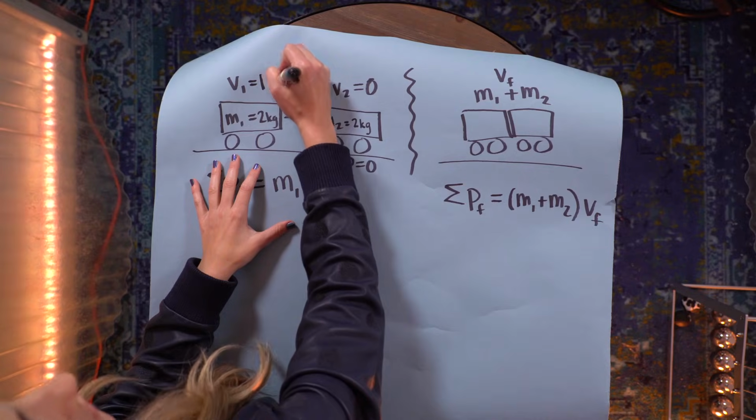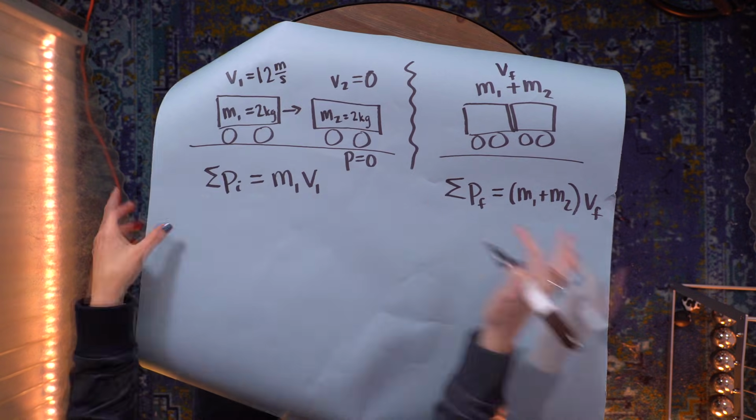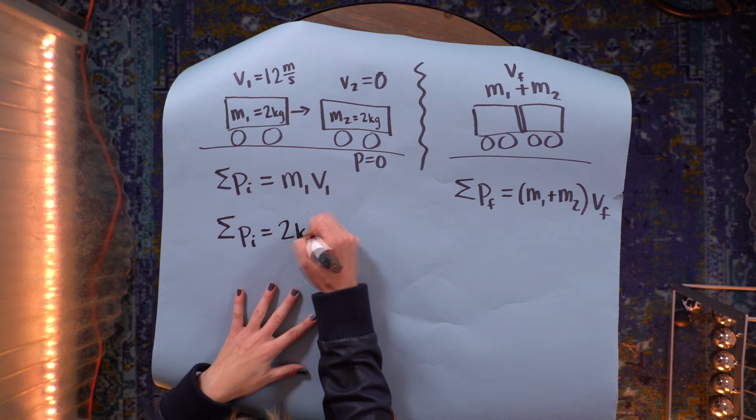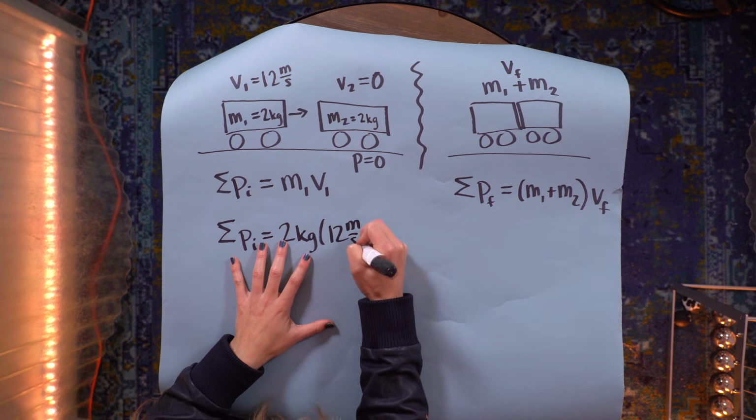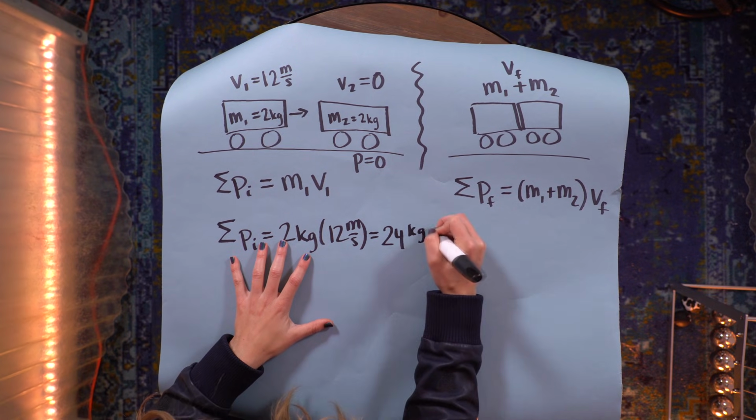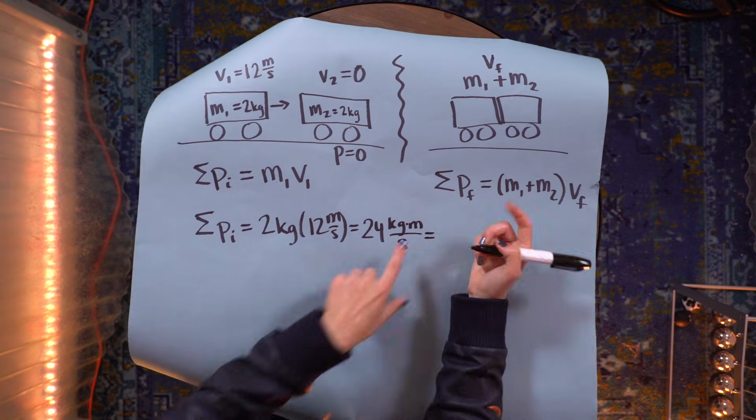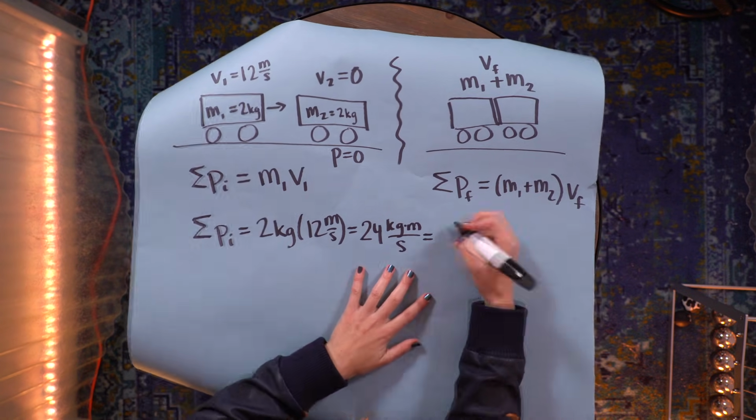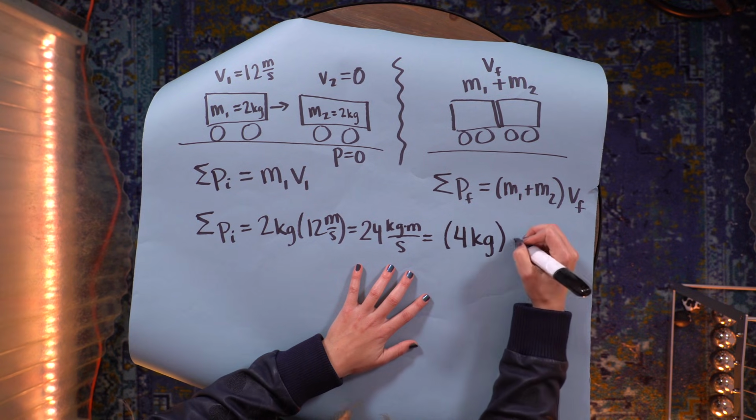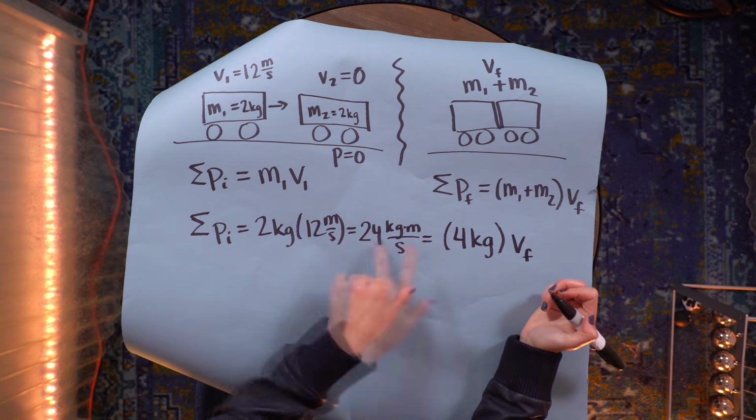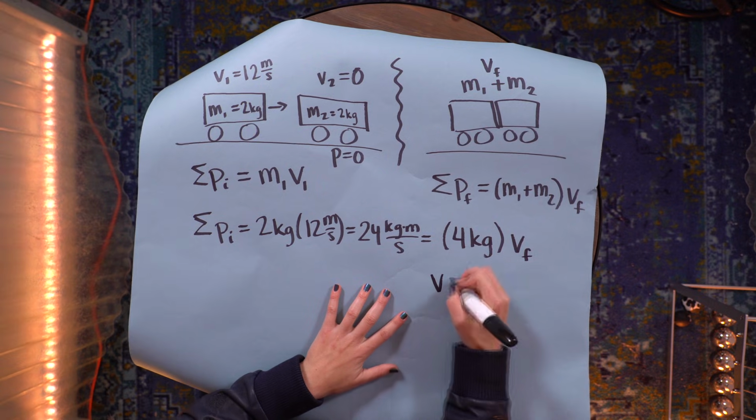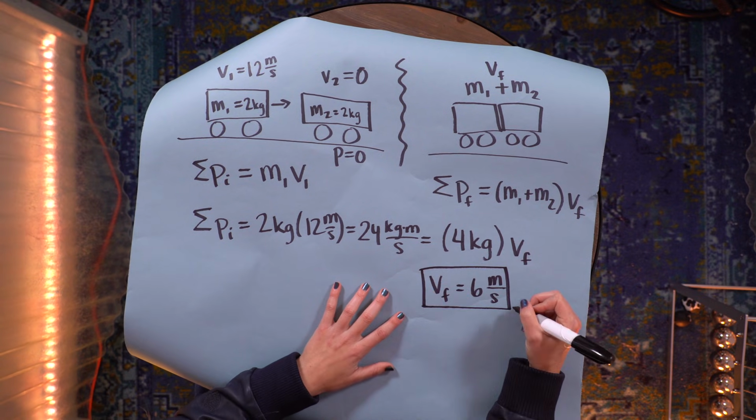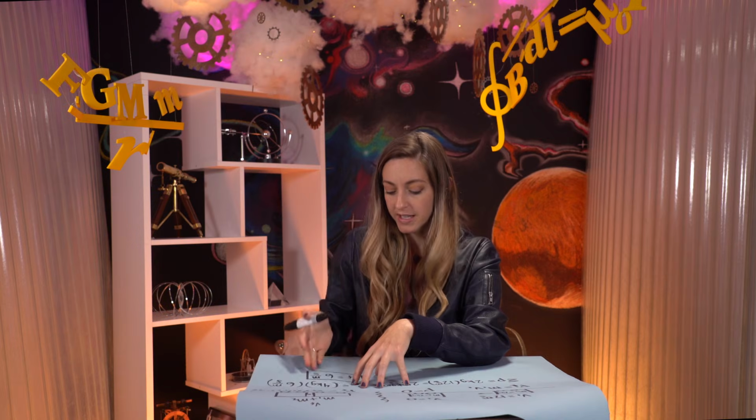meters per second. Then we work out the total initial momentum: 2 kilograms times 12 meters per second equals 24 kilogram meters per second. And that equals our final momentum, which is (m1 + m2), so 4 kilograms times v final. In order to get 24, v final has to be 6 meters per second.